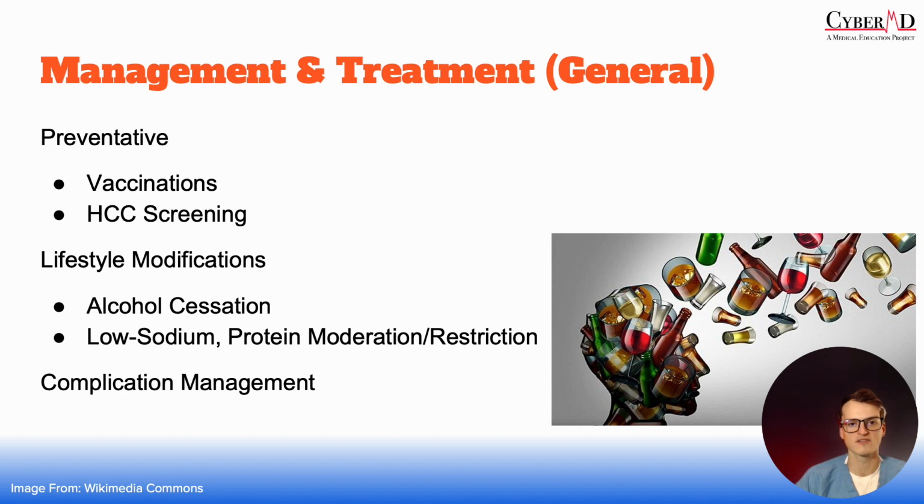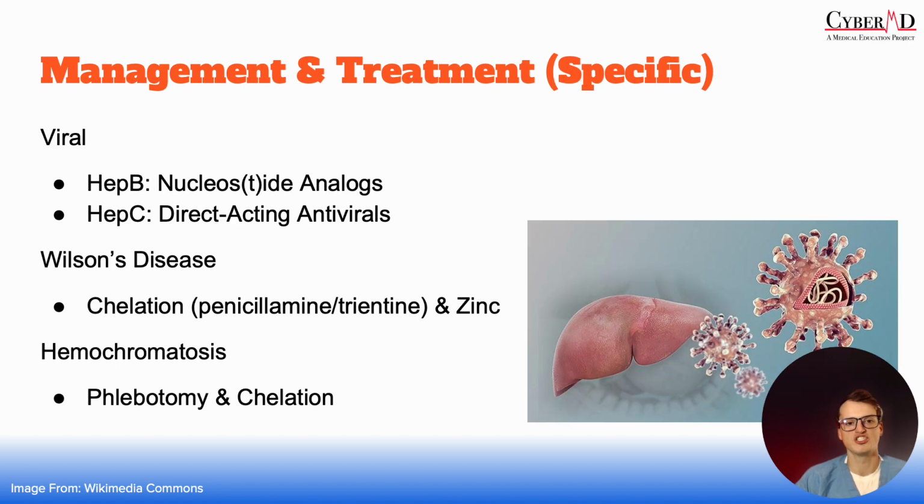for our patients. All right, so building upon the general management strategies, let's talk about some specific management and treatment approaches tailored to the various etiologies of the condition. And we can start with viral hepatitis. For hepatitis B, the cornerstone of treatment can involve nucleoside or nucleotide analogs, such as tenofovir or entecavir, and those medications can suppress viral replication and can slow the progression of liver disease.